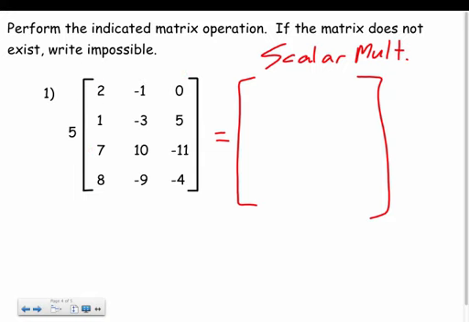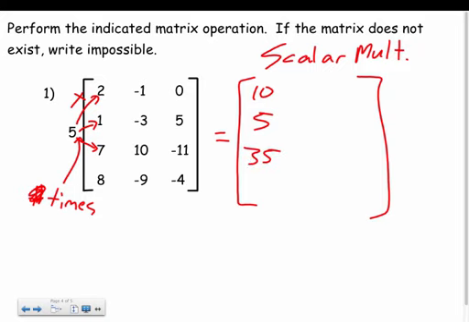Well, don't think too hard. But what do you think is going to happen? Well, 5 is right next to this matrix. That means this is times, isn't it? If there's no operation in between, it's right next to it. So I just take 5 times each element. So 5 times 2 is 10. Then 5 times 1 is 5. 5 times 7 is 35, and so on and so forth. So 5 times 8 is 40.